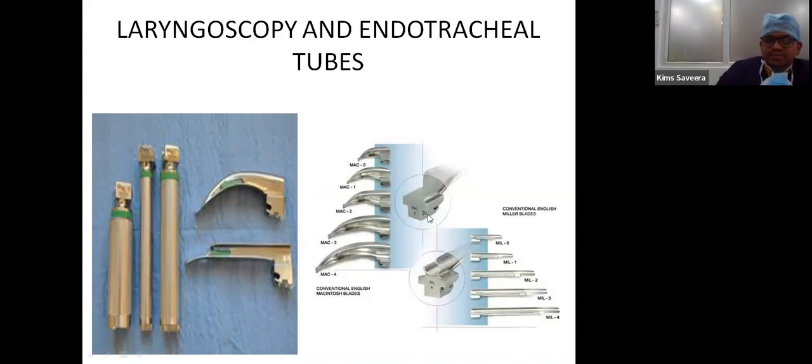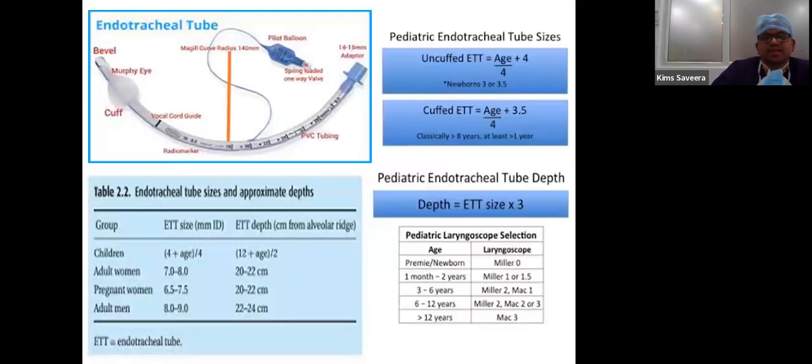While selecting, we can identify the numbers here. Immediately, if we ask for an adult, give a number 3 blade, we can see the markings here showing which blade to be selected. And this is the Miller, with all sizes available from 0 to 4. Here also in Macintosh, we have 0 to 4 blades.